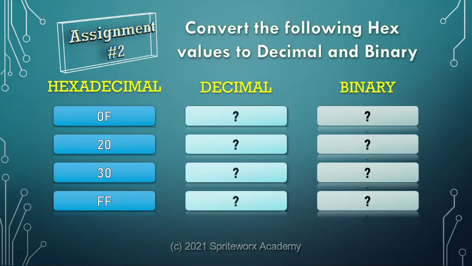Now let's take a look at assignment number 2. In this assignment we have some hexadecimal values that we need to convert into their equivalent decimal and binary values. So these hexadecimal values, as you can see, consist of 2 digits, and if we remember from our previous video, each hexadecimal digit is equivalent to 4 binary bits, which can have a possible value of decimal 0 through to decimal 15. So first of all, let's convert these hexadecimal values into their equivalent decimal values.